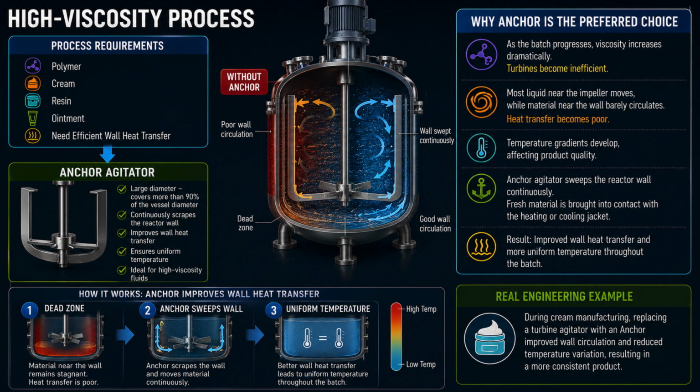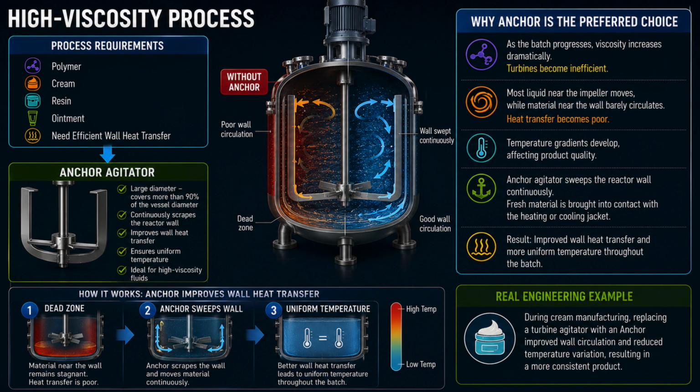Now imagine manufacturing a polymer, a resin, or a pharmaceutical cream. As the batch progresses, the viscosity increases dramatically. Would a high-speed turbine still work efficiently? Not really. Most of the liquid near the impeller moves, while material near the reactor wall barely circulates. Heat transfer becomes poor. Temperature gradients develop. This is where an anchor agitator is the preferred choice.